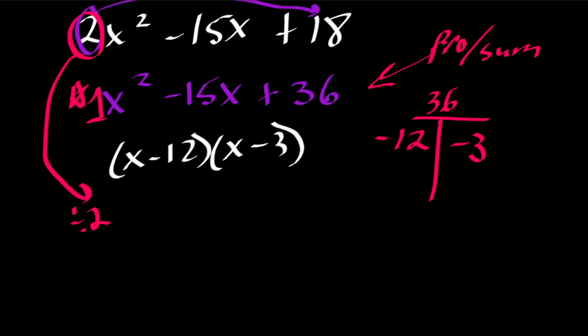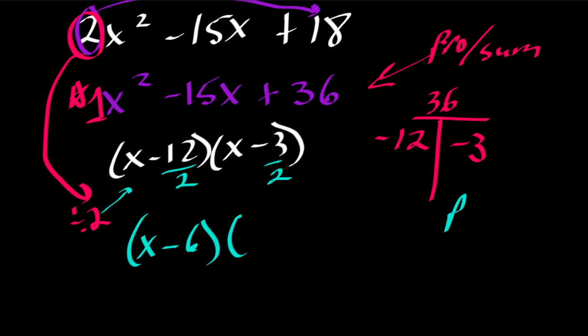Now, I have to make sure I come back and divide by 2. Because once again, the big idea here is that we're multiplying this 2 by 18 at the beginning, but then we have to undo that at the end, so we have to divide by 2. So now we're going to say x minus 6, because 12 divided by 2 is 6. Now, here's my issue. X minus 3 over 2 won't simplify. 3 divided by 2 doesn't divide to give me a whole number.